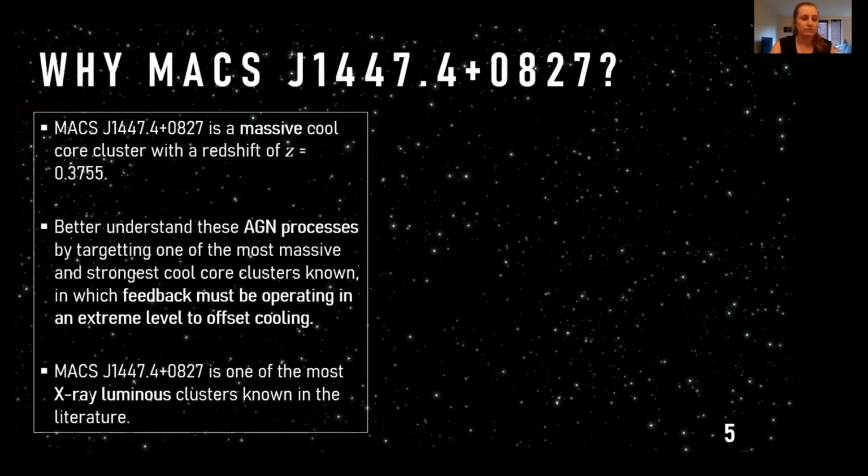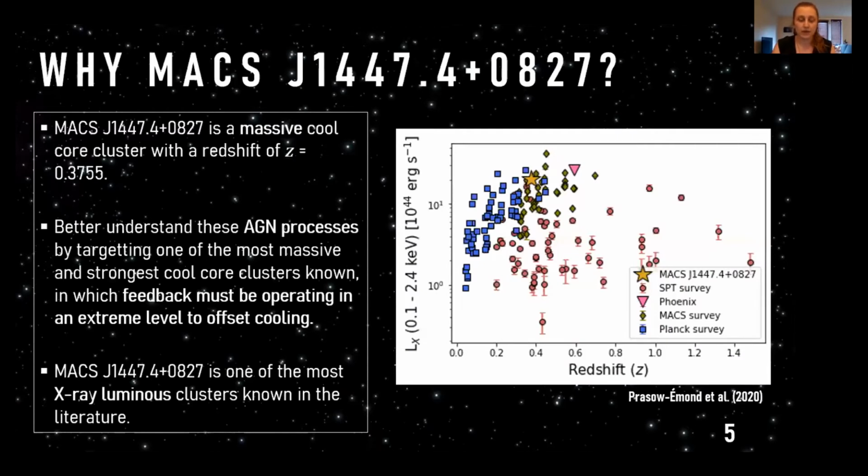Also, MACS J1447 is one of the most X-ray luminous clusters known in the literature. So here is a graph with the X-ray luminosity of many clusters. As you can see, MACS J1447 is the yellow star and is close to the Phoenix cluster, which is the most massive cool core cluster ever known to this day.